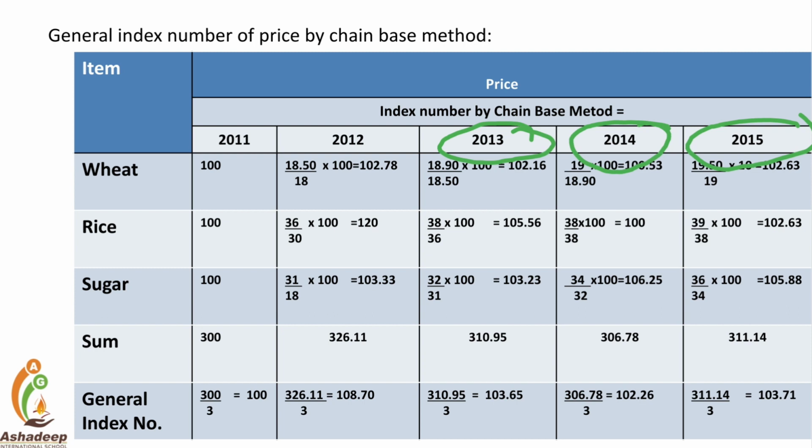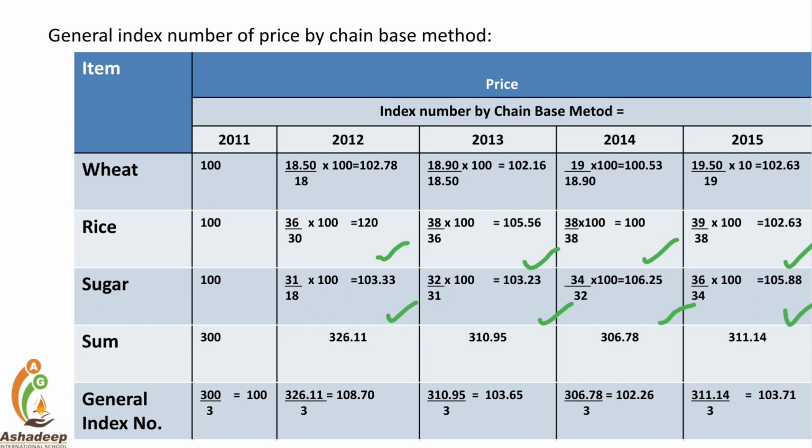In the same way, when you find the value of rice, for the first year it is 100. For the second year, that is 2012, the value for rice is 36, and in the denominator you have to write the value of 2011, which is 30. When we divide 36 by 30 and multiply by 100, we get 120. In the same way, we can find the value for 2013, 14 and 15 for rice. The same procedure we have to do with sugar, and then we can find this value easily.